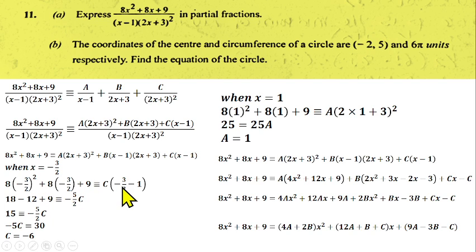If you find the LCM here, that means you have a minus 5 over 2 multiplied by c, gives us minus 5 over 2c. 18 minus 12 is 6 plus 9, that gives us 15, equivalent to minus 5 over 2c. Cross multiply, we have 2 times 15, that should give us 30 equals minus 5c. We can divide both sides by minus 5, that should give us c to be minus 6. So we know the value of our c right now.